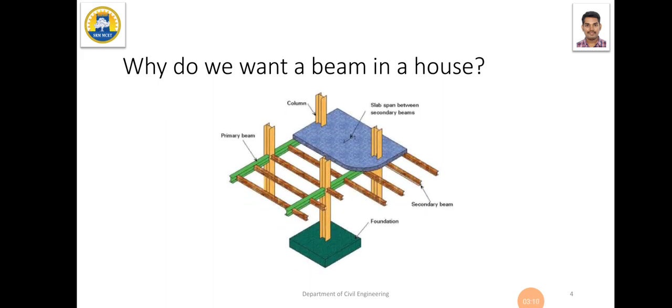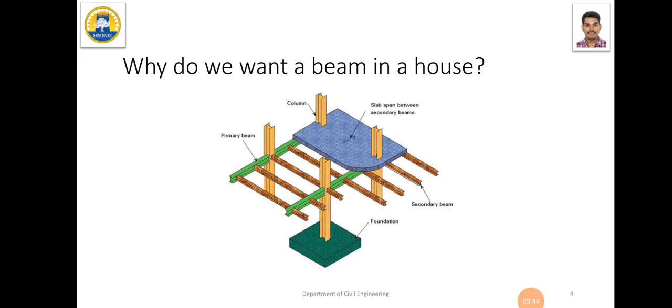The main purpose of the beam in a house is to transmit the load. You can see the picture here. There is a slab. If you stand on the slab, your load has to be safely transmitted to the earth, right? For that, the slab will transmit the load to the beam, the beam will give it to the column, the column will give it to the foundation, and the foundation will give it to the subgrade, that is soil. These load transfers should take place in a safe condition without any failure or crack in the structure.